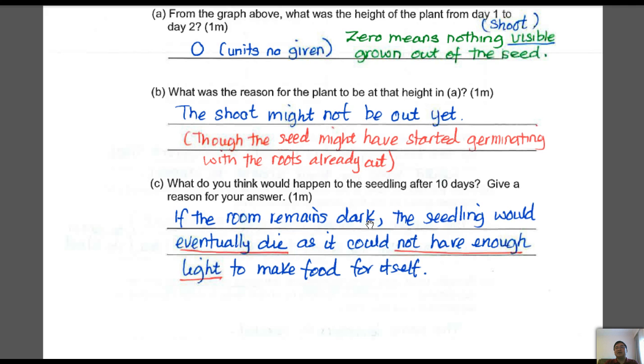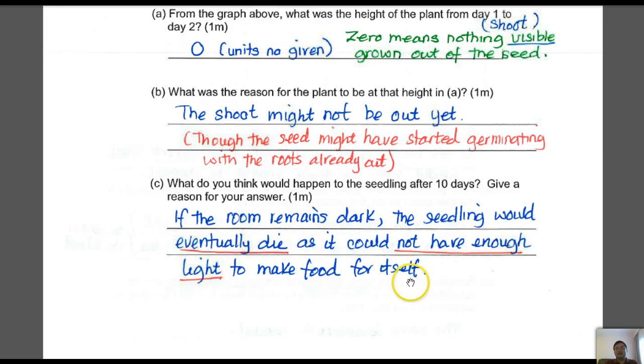If it remained dark, the seedling at first would have taken its food from its seed leaves. But after that, when the seed leaves ran out of food for the seedling, the leaves would have grown. However, the seedling would eventually die as it could not have enough light to make food for itself.